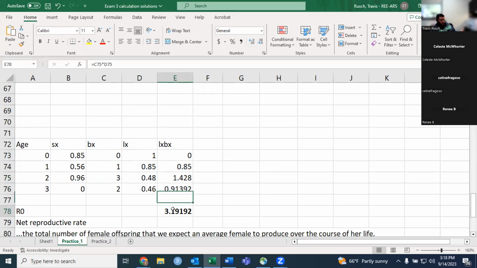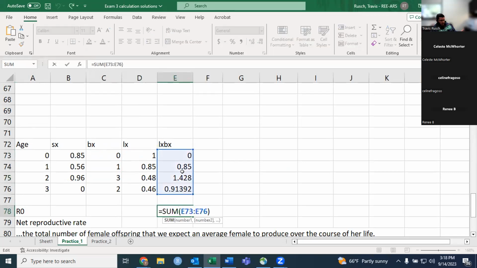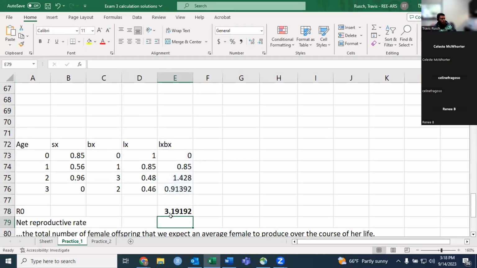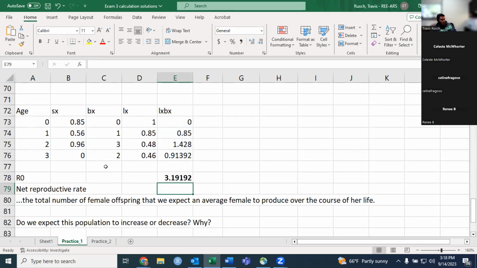And then what we do is we just, as you said, take the sum of this column and we get 3.19 is our rho or our net reproductive rate. So exactly right. And this is just the mindset I wanted to show. So we're given some data, we have missing columns. We need to recognize what they are and then how to fill them in using the data that we're given. And then the last part of this question is based on the value of rho, do we expect this population to increase and or decrease and why?